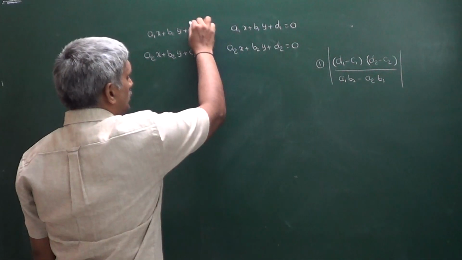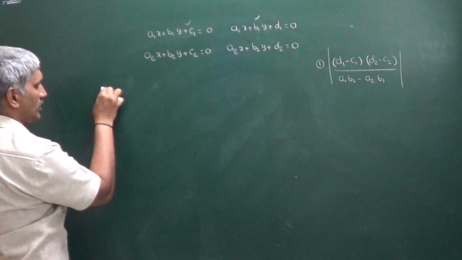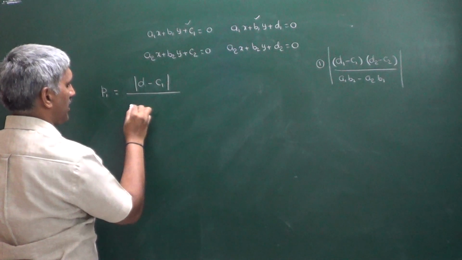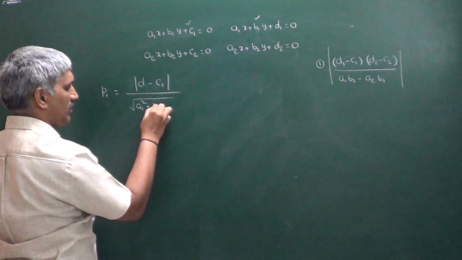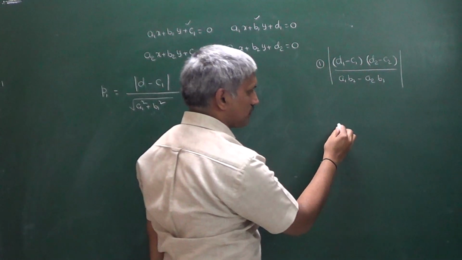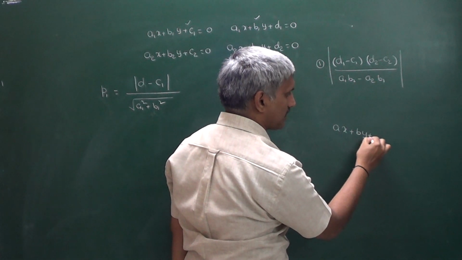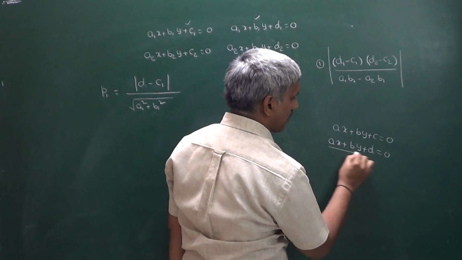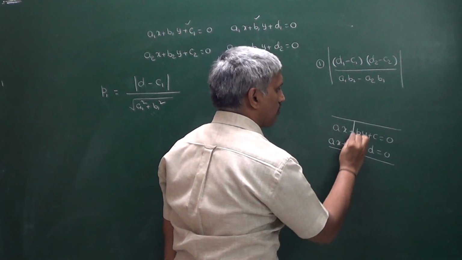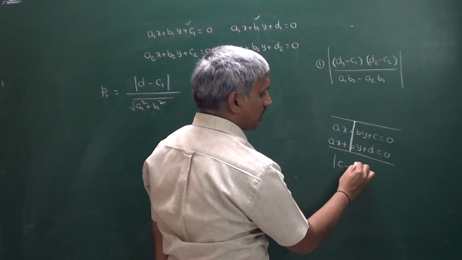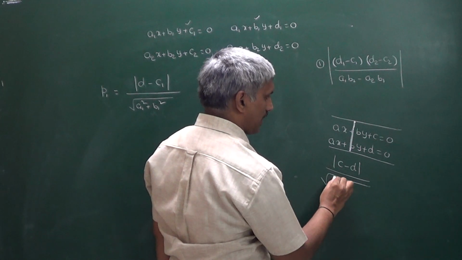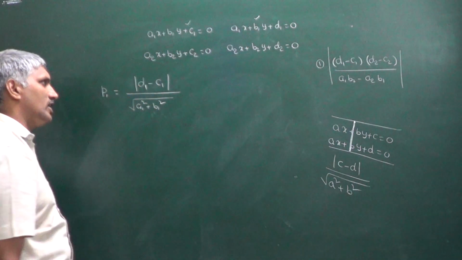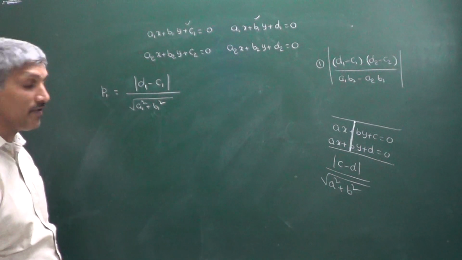Okay, first of all observe here, these two lines are parallel lines. What about the distance between those two parallel lines? The distance between two parallel lines is given by the difference of the constants divided by the square root of a1 square plus b1 square, which we discussed earlier. One line is ax plus by plus c equal to 0, the other line is ax plus by plus d equal to 0. Both are parallel lines. The distance is the difference of the constants divided by the square root of the x coefficient square plus the y coefficient square. That's why I got P1 as d1 minus c1 by root over a1 square plus b1 square.